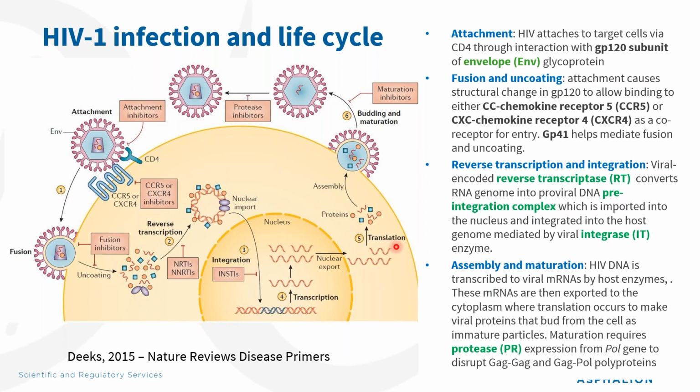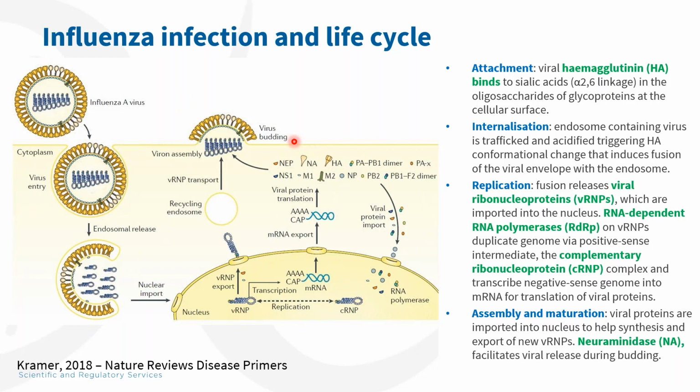The viral proteins are translated and they're assembled on the cell membrane. The virus then buds out, but actually the virus is still immature at this stage and requires some proteases to activate the virus to become a fully infectious particle. So that's HIV.